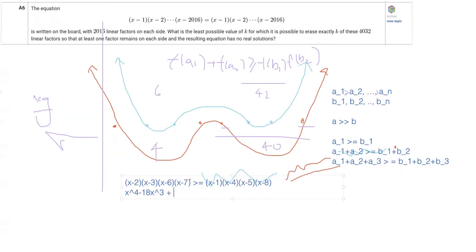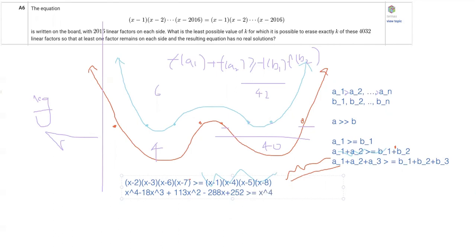Now, this is some annoying computation we have to do, but I think we're getting really close to the answer. 32 plus 39, 31, plus 42, 113x squared minus, oh my goodness, minus 6 times 13, 78, 288x plus 652 is greater than or equal to x to the fourth.